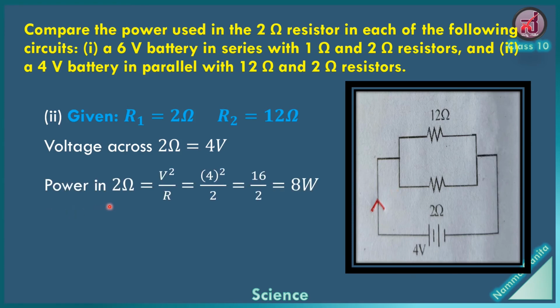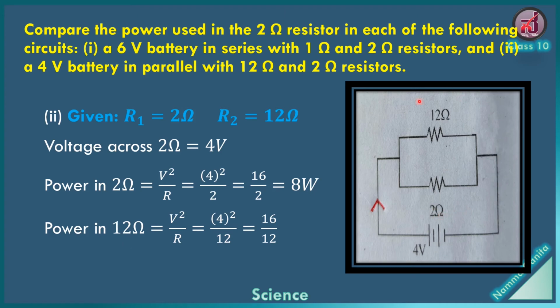Power in 2 ohm is V square divided by R, that is equal to 4 square divided by R. R is 2 here. 4 square is 16, divided by 2, that is equal to 8 watt.